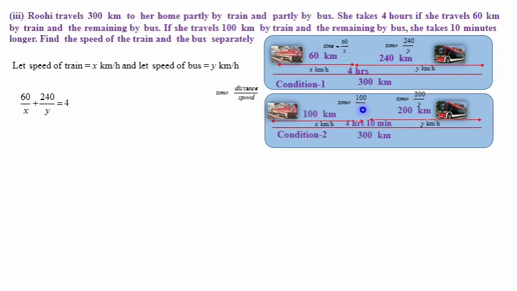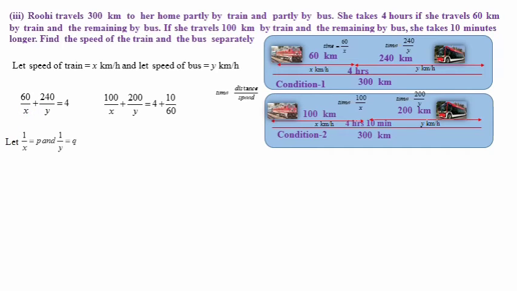Then if you add 100 by x, the time taken by train, plus 200 by y, the time taken by bus, you will get 4 hours 10 minutes. That is the condition: 100 by x plus 200 by y is equal to 4 plus 10 divided by 60. Then just go for the assumptions.